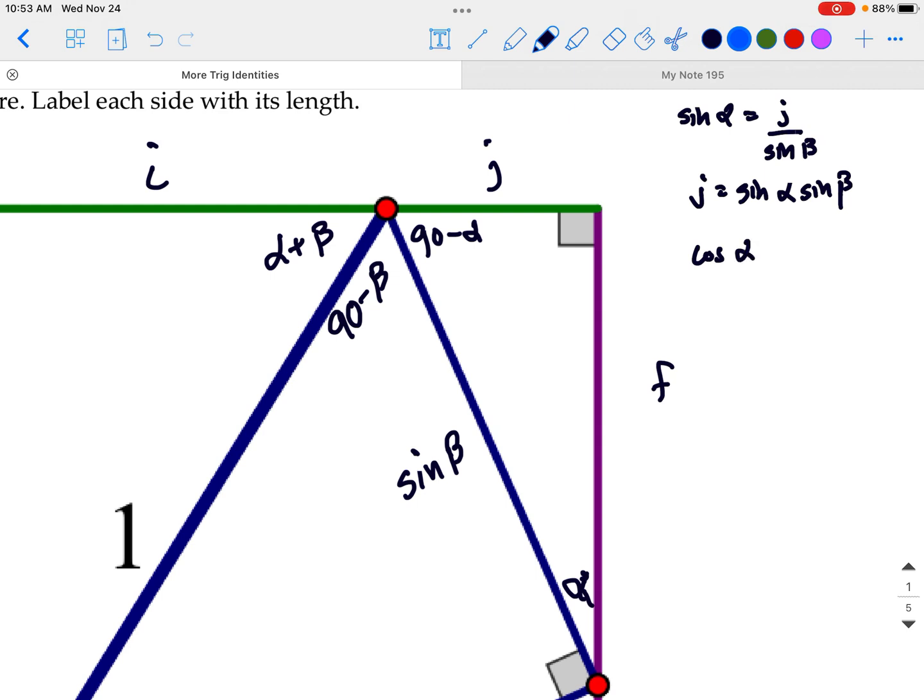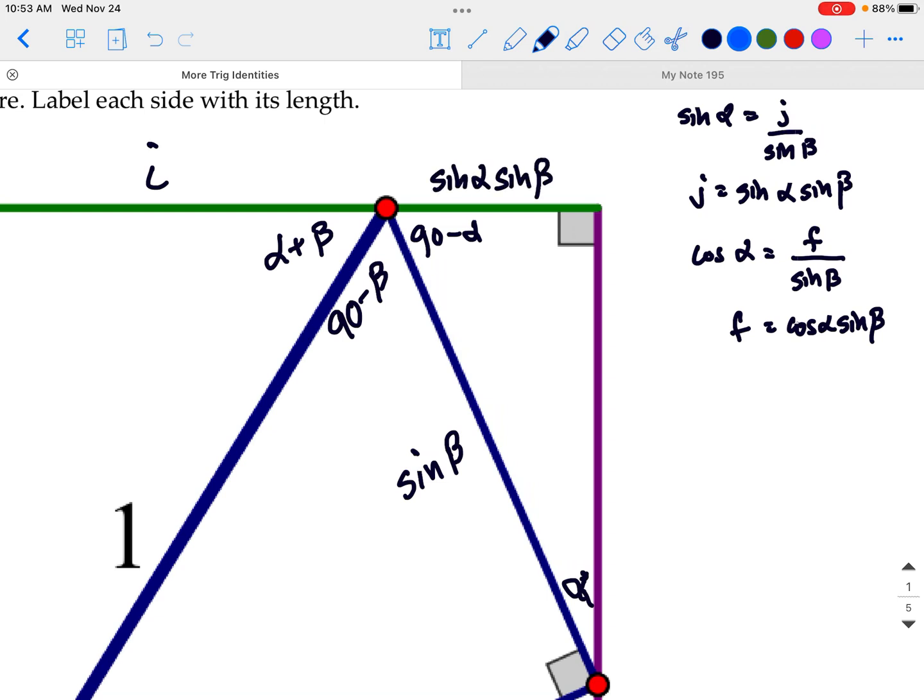And then cosine alpha is equal to f over sine of beta, which means f is equal to cosine alpha sine beta. All right, so we've got these two side lengths now, which is good. So we've got sine alpha sine beta, and then we've got cosine alpha sine beta.